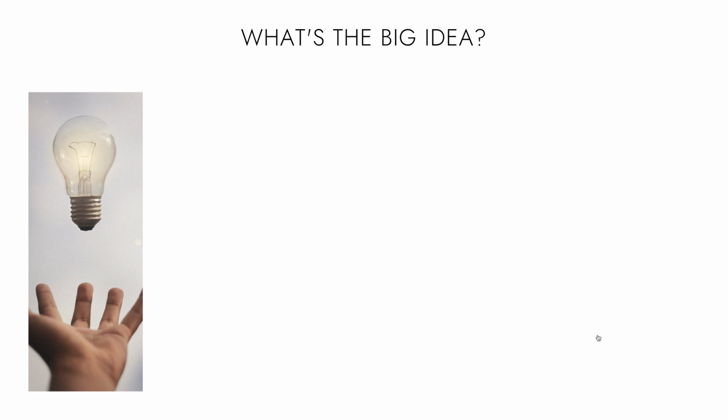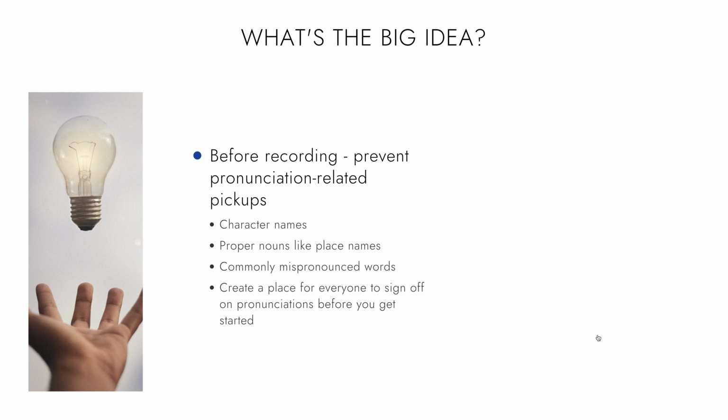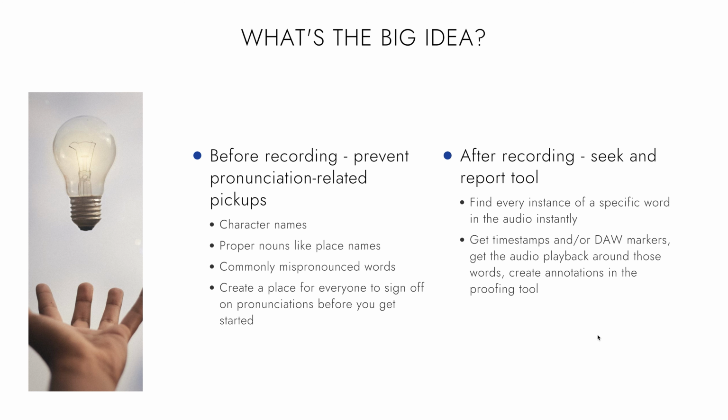So what's the big idea with Pozotron's pronunciation guide in the first place? If you use it before recording, you can prevent pronunciation-related pickups. You can make sure you have character names set. You can agree on the pronunciations of proper nouns like place names. You can look through commonly mispronounced words from our auto-populated list. And you can create a place for everyone to sign off on all the pronunciations in a book before you get started. On the other hand, if you use the pronunciation guide after recording, it's a seek and report tool.